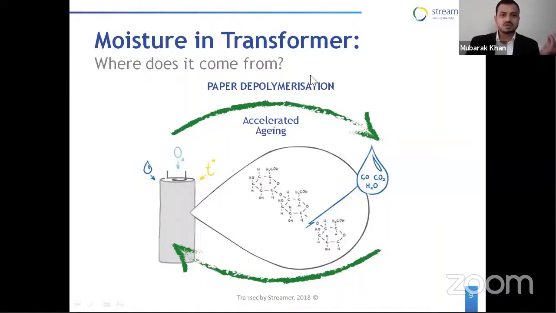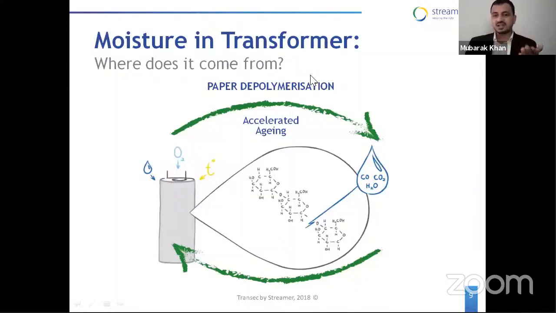So the paper is subject to three important factors: moisture, ambient atmosphere, and temperature. Because of these three factors, the cellulose chain breaks. When the cellulose chain breaks, the byproducts of the chemical reaction are carbon monoxide, carbon dioxide, and water. Normally, the carbon dioxide and carbon monoxide are mixed in the dissolved gases. And if in the DGA data you see more carbon dioxide and carbon monoxide, it may be an indicator that your paper is aging fast. This is one factor.